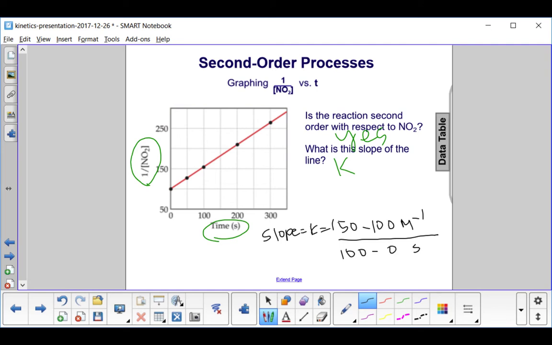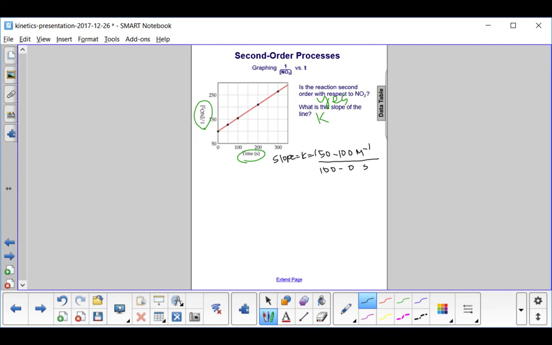Okay, so a little algebra. 0.5 seconds to the minus 1, molarity to the minus 1. Okay, so for a second order process, if you graph 1 over the concentration versus time, the slope of the line will be equal to k, and the units will be seconds to the minus 1, molarity to the minus 1.